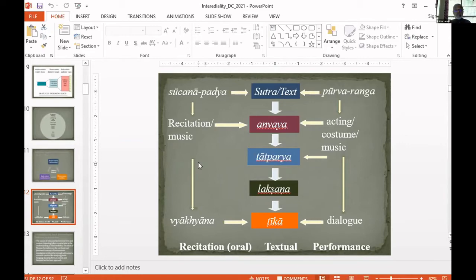If you go to the recitation tradition, the sutra or the aphorism or text is represented by a small suchana padya. Poem, small poem, sometimes even a half verse, which actually tells what happens in the episode, and then the episode starts.